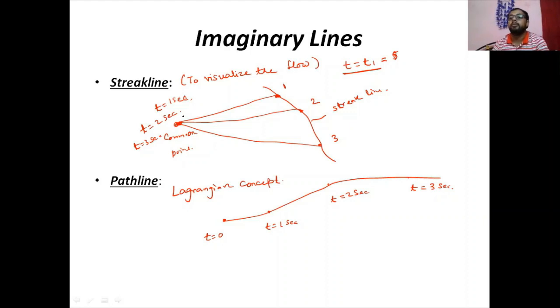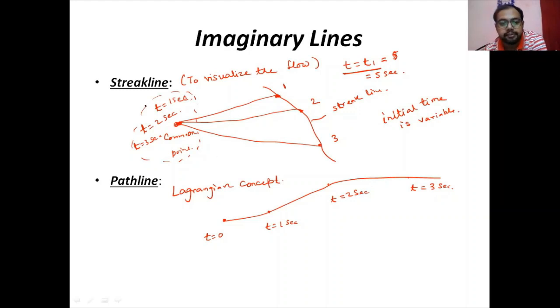But they have passed through the common point, and we are taking the snapshot here at t is equal to 5 seconds. And what we see? The locus of the particles. This concept is coming as the streakline concept. Here, the initial time may be variable. The initial time is variable.